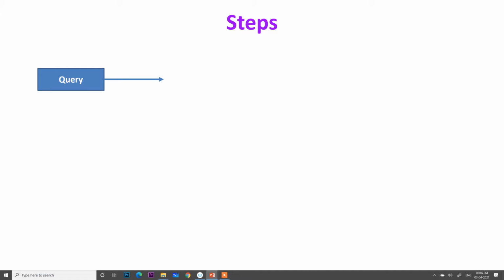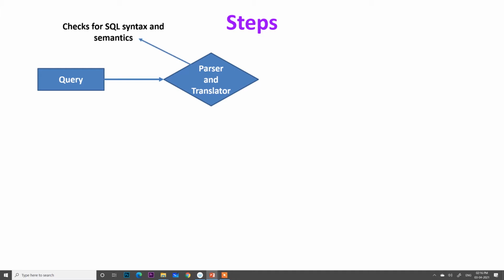So the query which is written in SQL format is given to a parser and translator. The parser and the translator will check for syntax and semantics, which means it will check if there is any grammatical error in the SQL statement, or if the relation name given in the query matches with the relation name in the database. Like these, some details will be checked, and after that the SQL query is converted into a relational algebra expression.